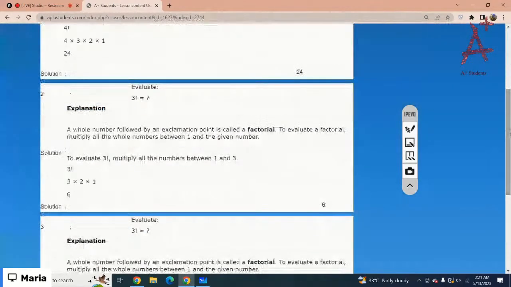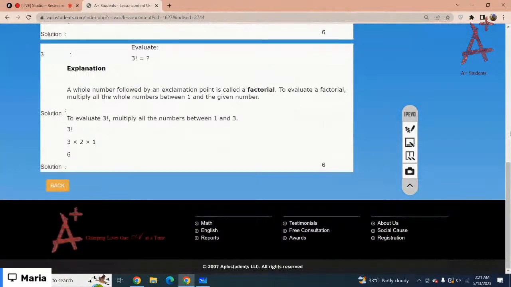Okay, the next one is 3 factorial. A whole number followed by an exclamation point is called a factorial. To evaluate the factorial, you have to multiply all the whole numbers between 1 and the given number. So 3 factorial means you need to do 3 times 2 times 1. So it would be 6. Got it?